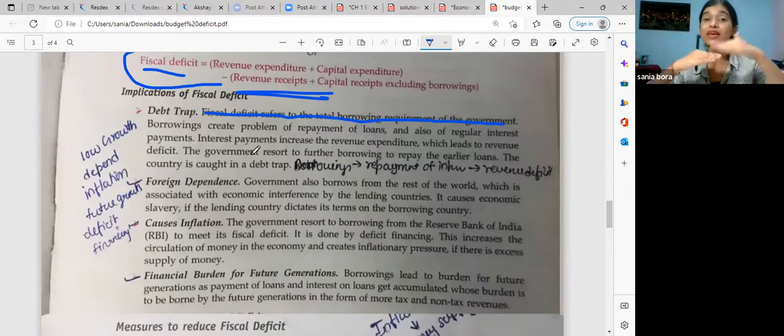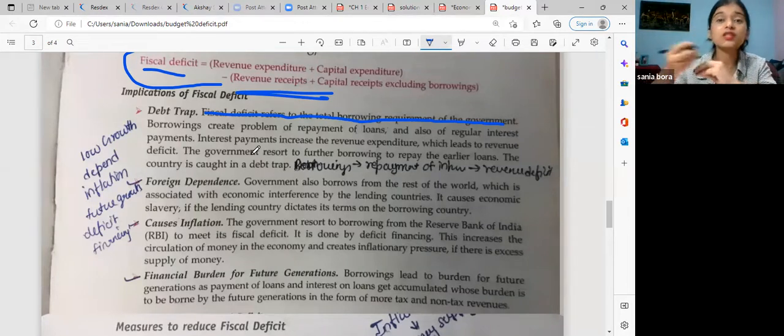Okay, so your loan will be increasing day by day. For example, you took 100 rupees loan, but interest will be added on, so it will be like maybe 150 or 200. Okay. So borrowing creates problem of repayment of loan and also of regular interest payment. Okay. So interest payments increase the revenue expenditure, which leads to revenue deficit. Now, interest payment increases the revenue expenditure. You have to spend more. It's not about only 100 rupees plus the interest. So you have to spend more, which leads to revenue deficit.